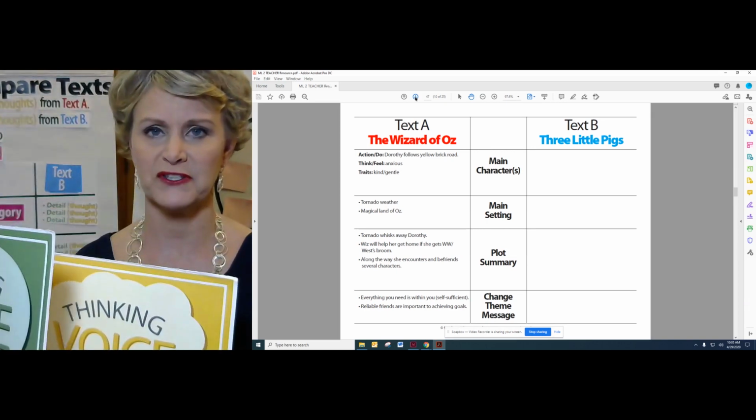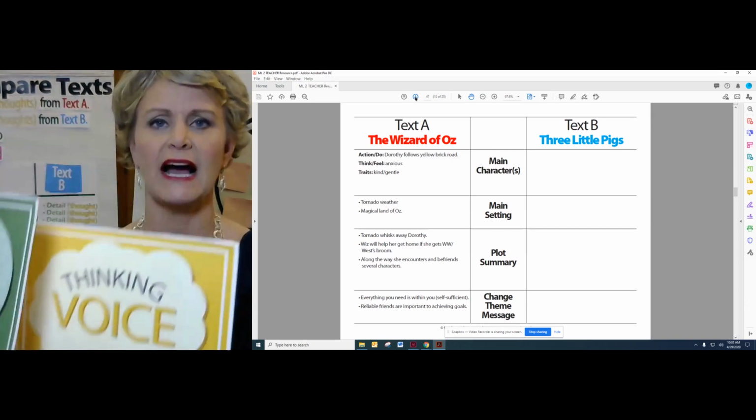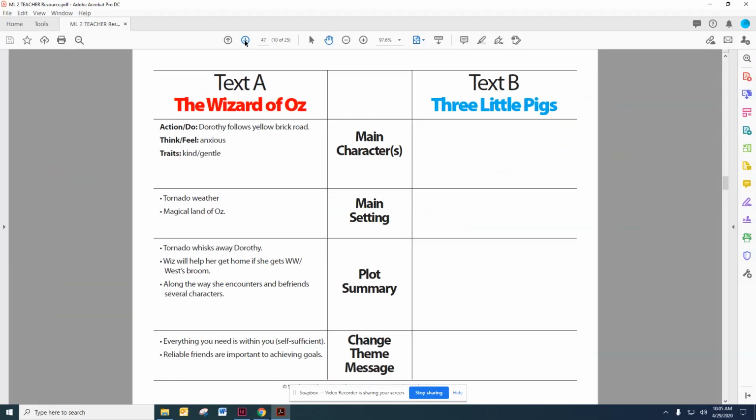Only thinking about the Wizard of Oz. Character, setting, plot, and theme. All right, so we got Dorothy. She's on the yellow brick road a lot. How does she feel? She's anxious. She's scared. Things are popping out and scaring her all the time. So she's anxious to get home. She wants to get home.